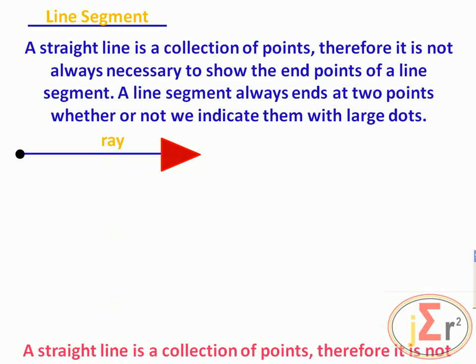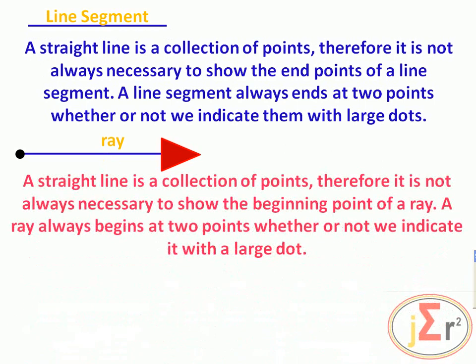The ray, what about the ray? A straight line is a collection of points. We are mentioning that again. Therefore, it is not always necessary to show the beginning point of a ray. A ray always begins at a point, whether or not we indicate it with a large dot. So a ray has a single beginning point, and the point is always there, whether or not we use a large dot. Why? Because a line is a collection of points, right? So right there, we are sure that we have a beginning point.